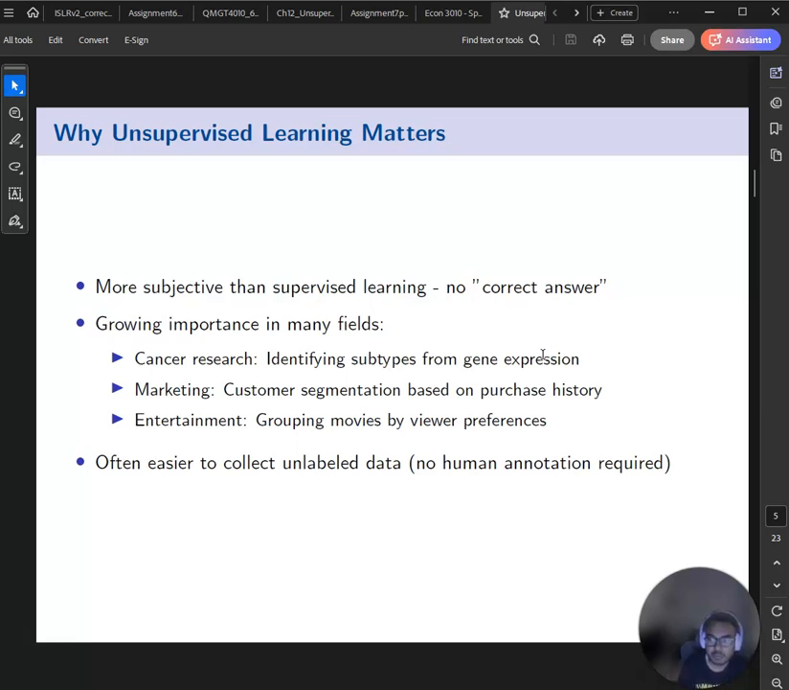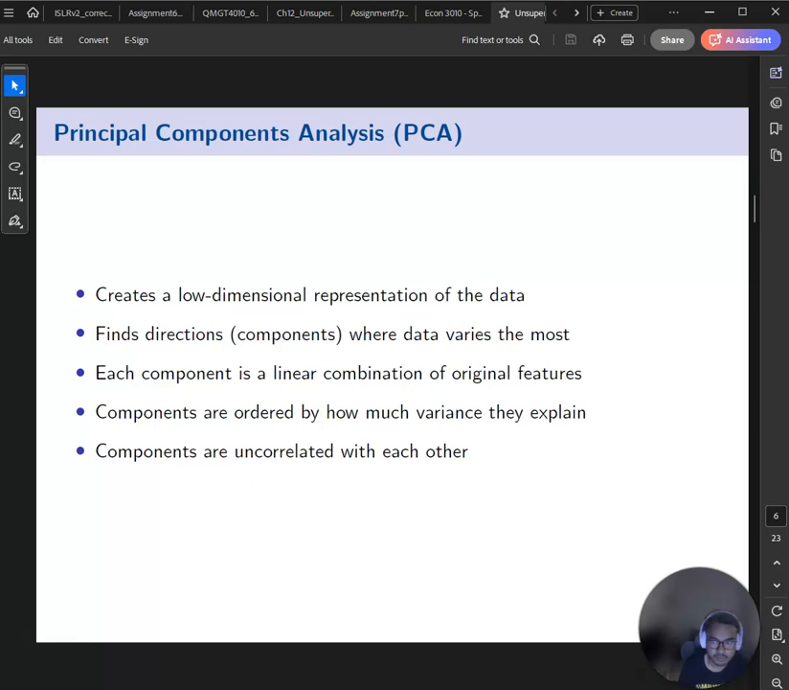Perhaps one of the biggest practical advantages is that it's often easier to collect unlabeled data. In supervised learning, we need human experts to annotate or label our data, which can be expensive or time consuming. Unsupervised learning lets us work with raw, unlabeled data directly, and there's a lot more of that available in the world. So, as data continues to grow in volume and complexity, these unsupervised techniques become increasingly valuable tools in our analytical toolkit.